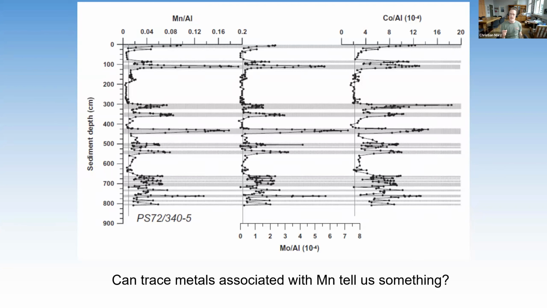And interestingly, these manganese peaks are always associated with enrichments in other trace metals like molybdenum and cobalt. These elements just love to adsorb to manganese oxides. It's the same for manganese nodules you find on the Central Pacific seafloor. Now, one thing we spotted was that the enrichments of these trace metals aren't always uniform. So can that tell us something about what has happened to manganese in the past?